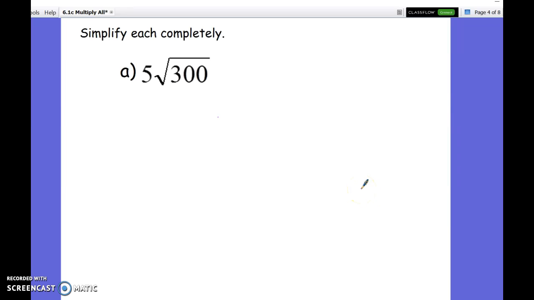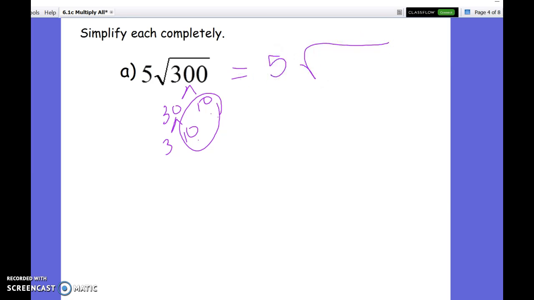So we want to simplify this completely so we can't have any perfect squares under our radical. So 300 we could say is 30 times 10. Well, 30 we could write as 3 times 10. We could keep factoring our 10s, but I noticed we already have a group of 2. So we could rewrite this. 5 is going to stay outside our radical. Instead of 300, we'd have 10 squared times 3.